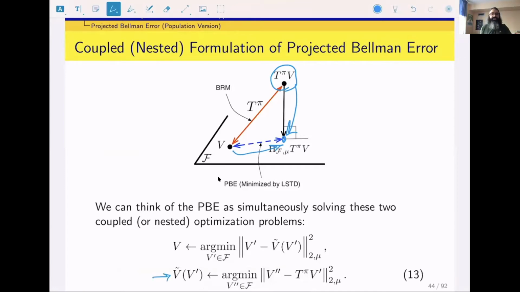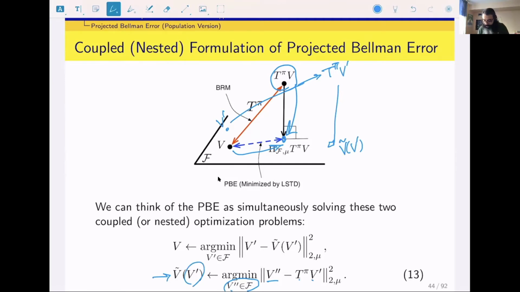So v tilde as a function of v prime is this v double prime, minimizing over function space f, that is closest to T pi of v prime. So this is as if I start from v prime here, I go to some T pi v prime, then I project it here, and that point would be v tilde of v prime. Just notice that this is a function of v prime. So if I change v prime, the solution v tilde would change.